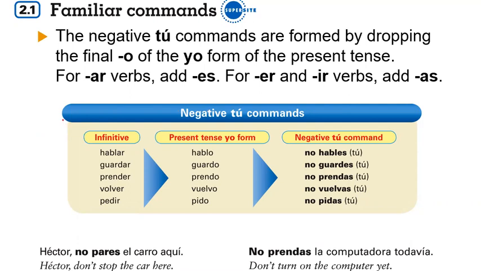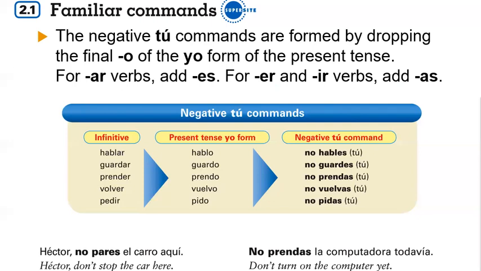And then we add the opposite ending plus S. The opposite ending for AR verbs is the letter E, and again, we're going to have an S at the end. For ER and IR verbs, the letter A is the opposite vowel, and we add S to it. So when I say opposite ending, that's what I mean: the opposite vowel plus S. So that's what we learned last video.